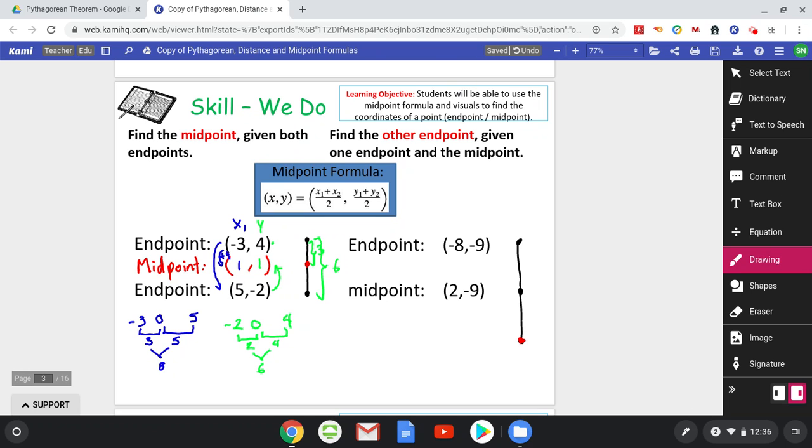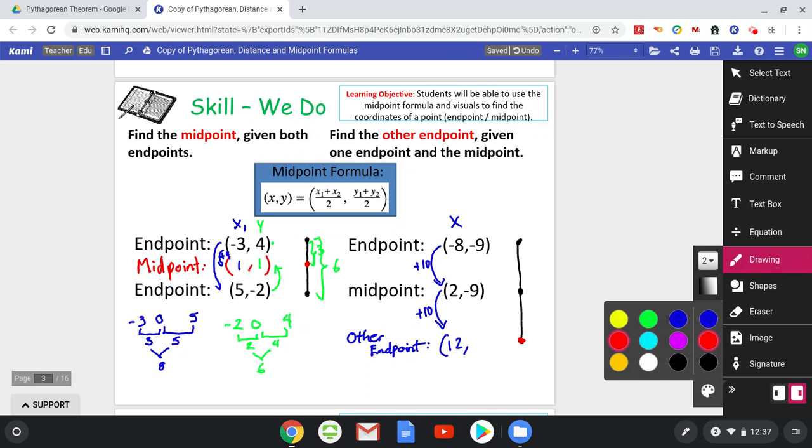with the x-coordinate. So how do I go from -8 to 2? I would be adding 10. And in order for me to keep this distance the same, I need to be adding 10 to get to the other endpoint. That gives me 2 plus 10, that would be 12.